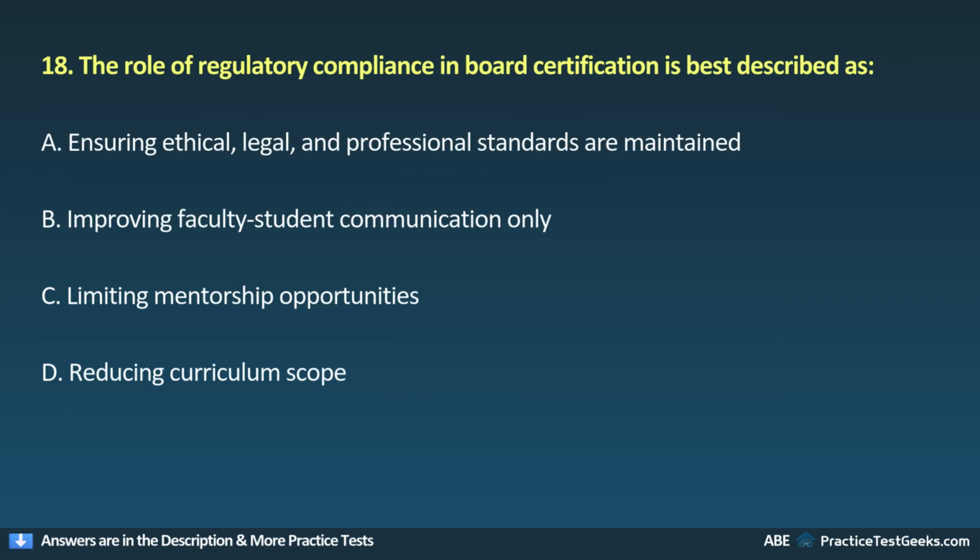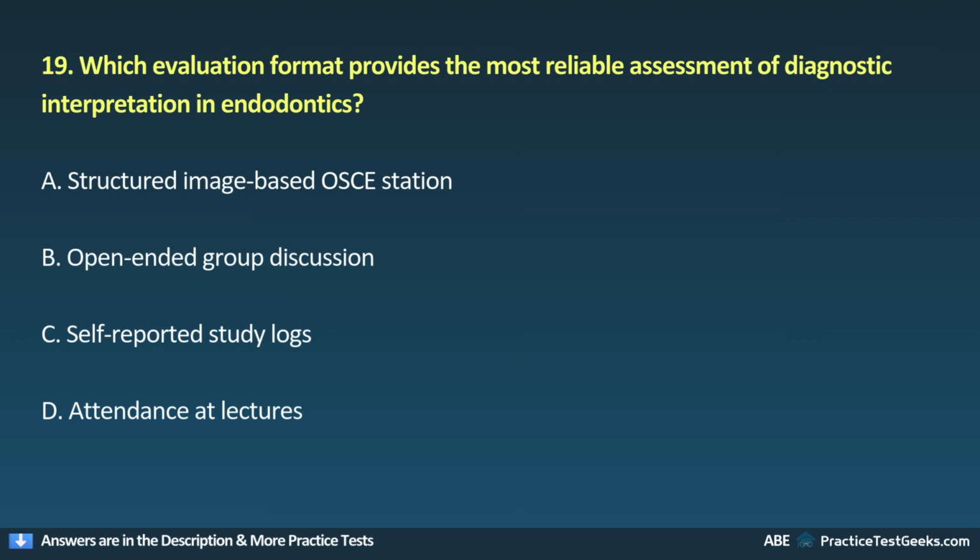18. The role of regulatory compliance and board certification is best described as: A. Ensuring ethical, legal, and professional standards are maintained. B. Improving faculty-student communication only. C. Limiting mentorship opportunities. D. Reducing curriculum scope.